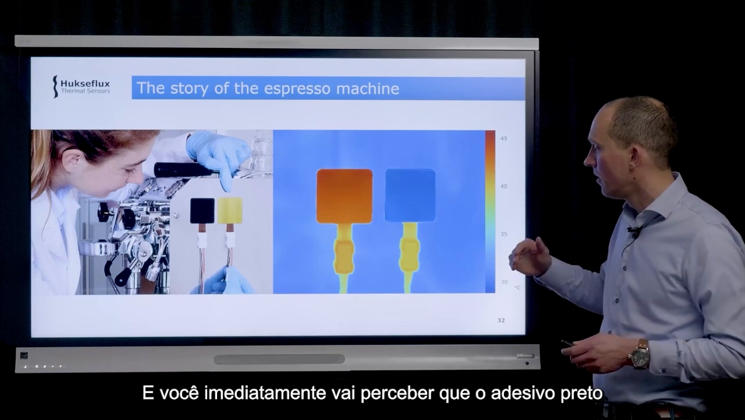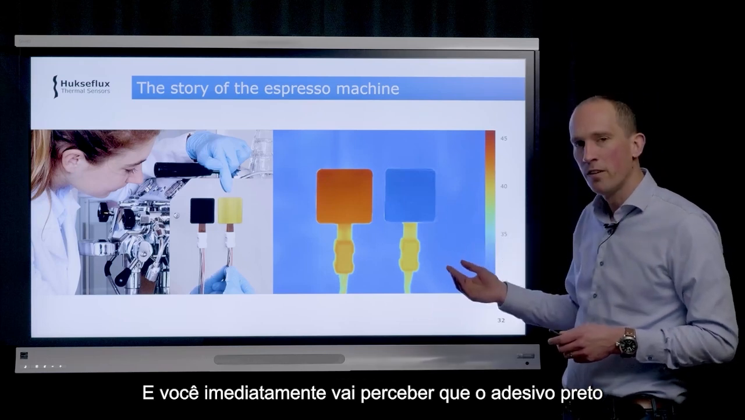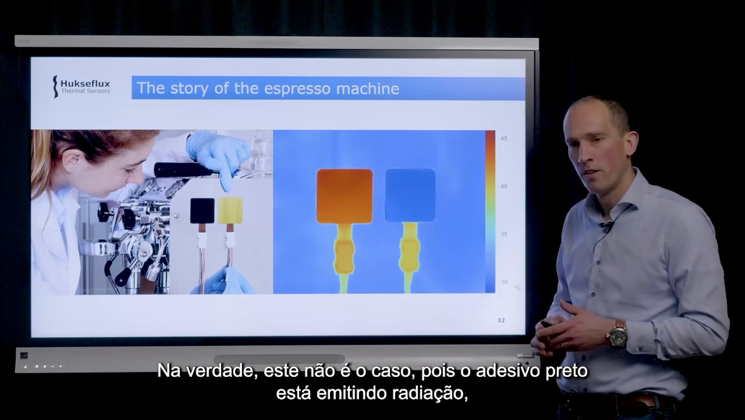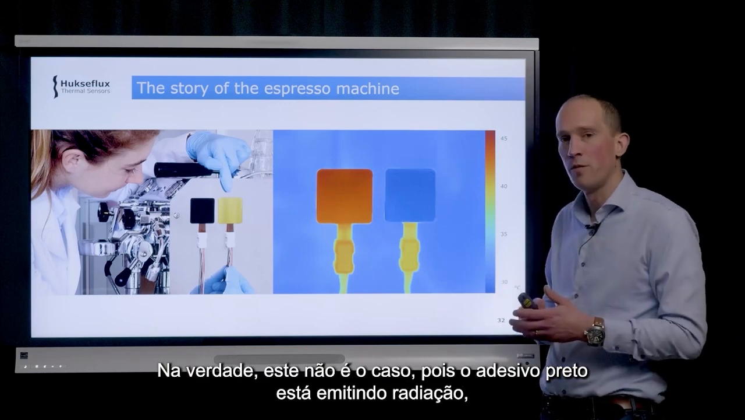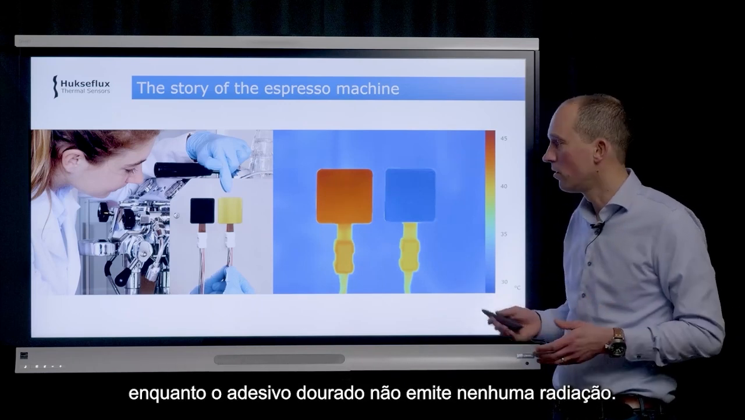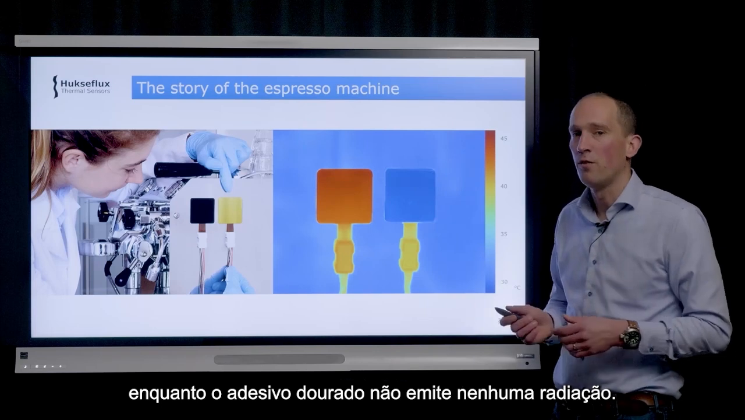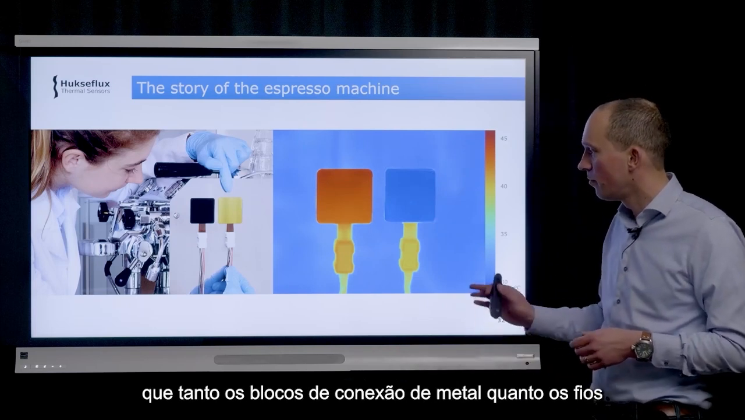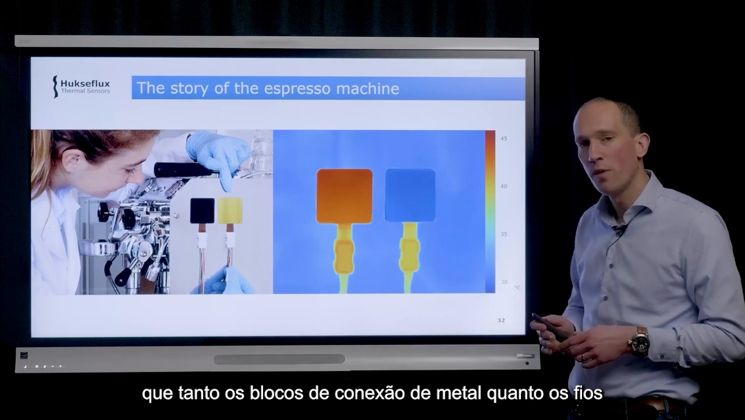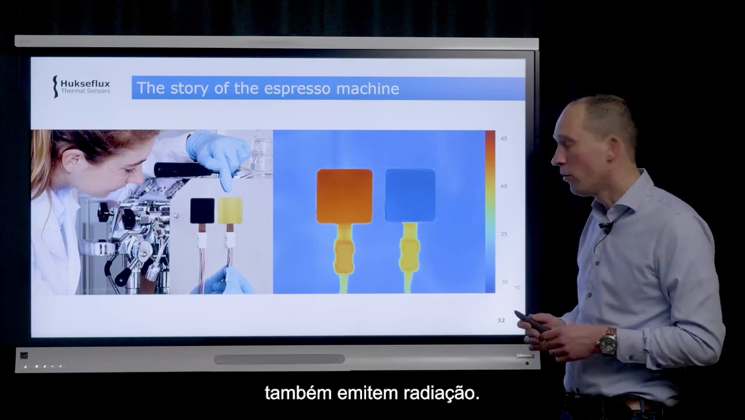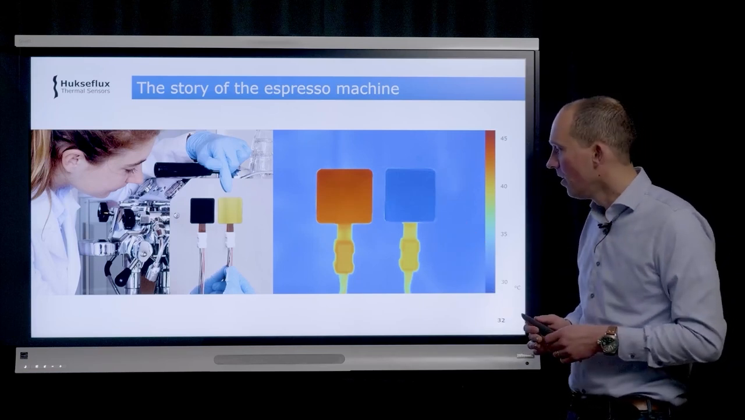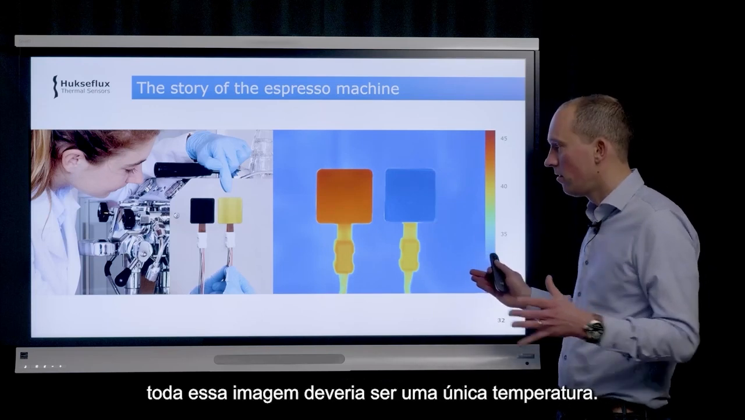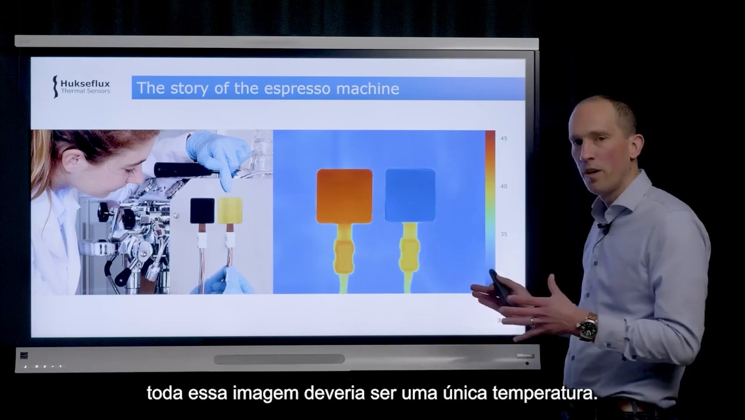And you see immediately that the black sticker looks like it's hotter than the gold sticker. This is not actually the case. The black sticker is emitting radiation, while the gold sticker does not emit any radiation at all. You can also see on this picture very clearly that both the metal connection blocks and the wires also emit radiation. In essence, this entire picture should be one single temperature.